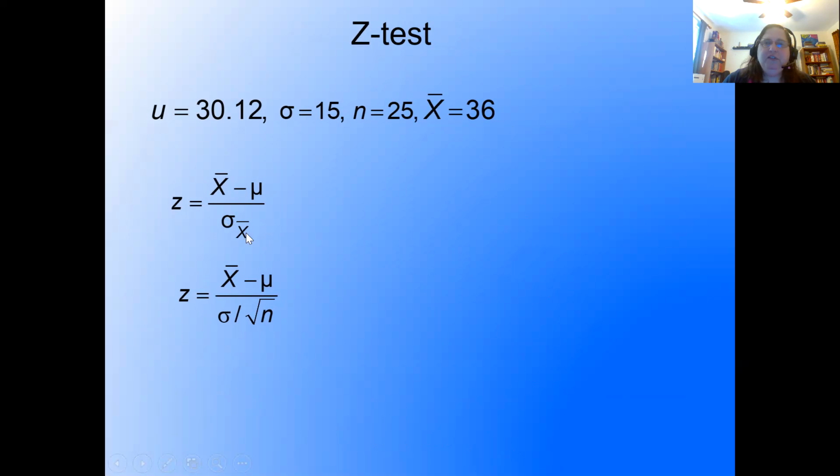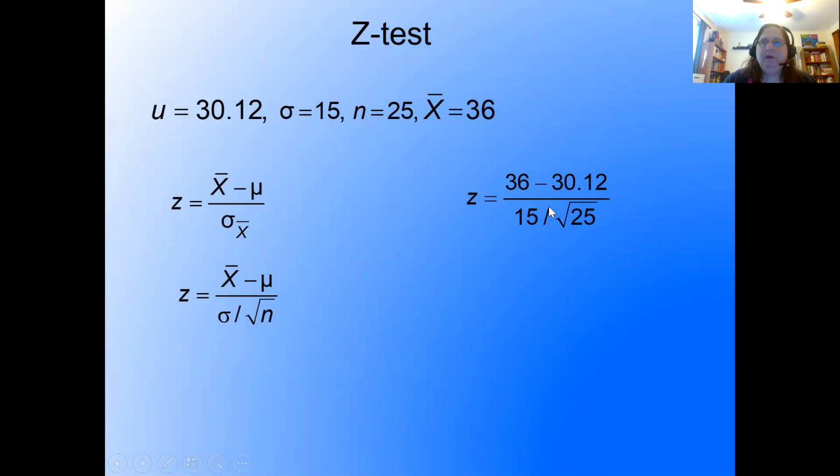So if I was given the standard error of the mean up here, I could use this formula. I was not given the standard error of the mean up here. I don't see sigma x bar. So I must use this formula because I do see sigma and I do see n. Great, I'm set to use this formula, but they're exactly the same. Use one or the other. Okay.